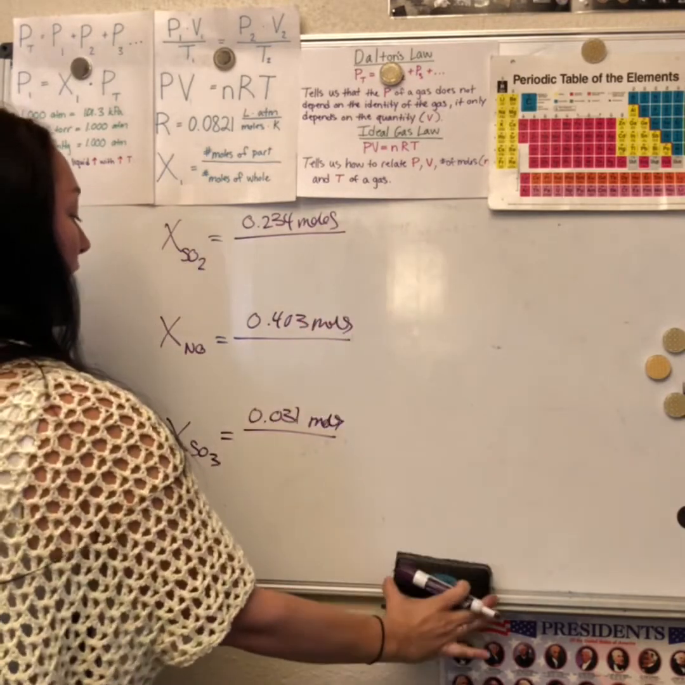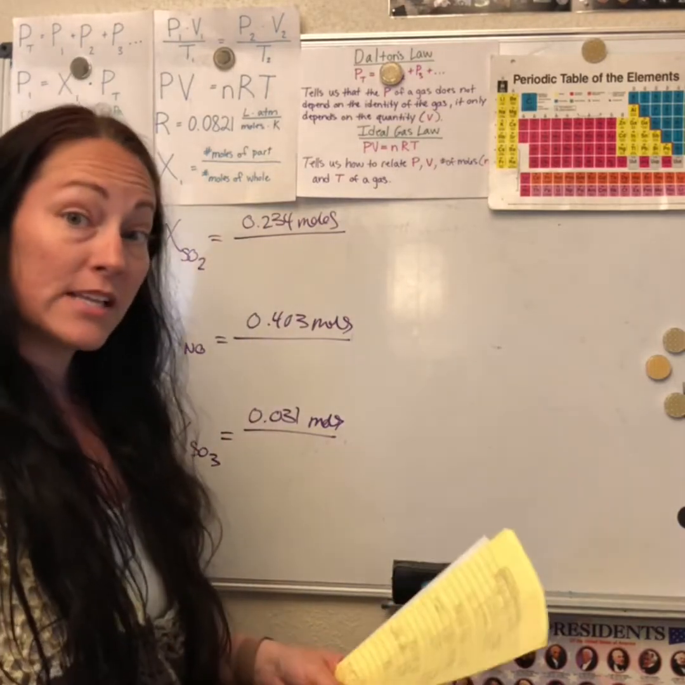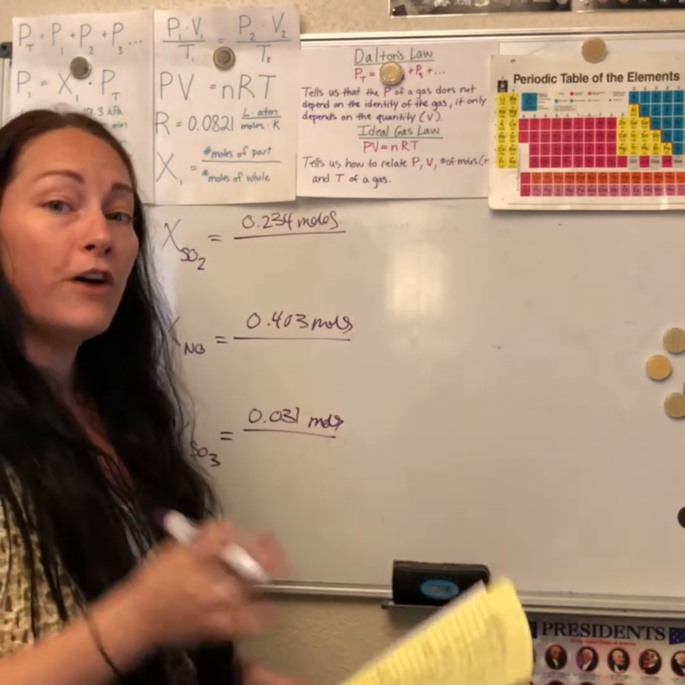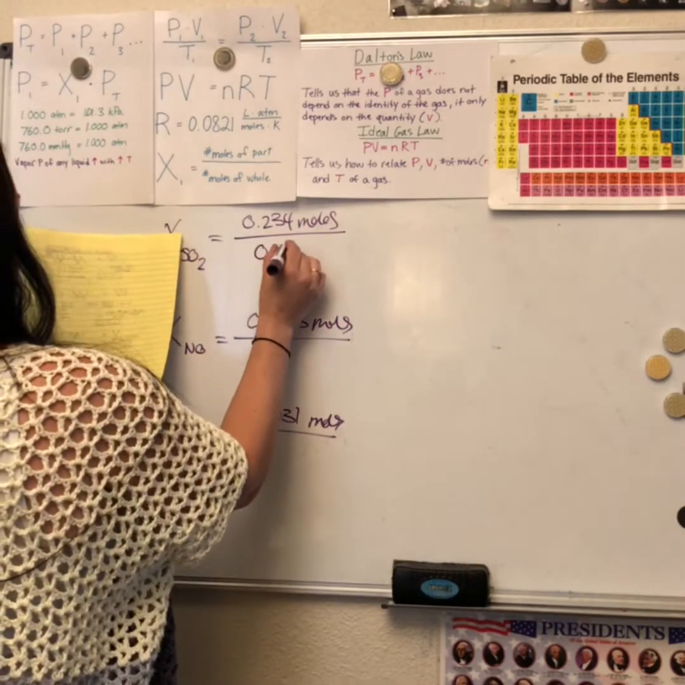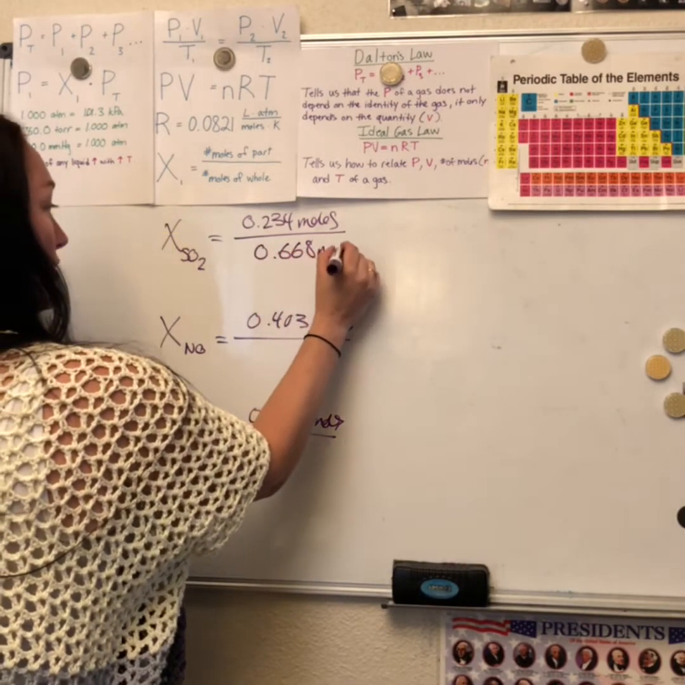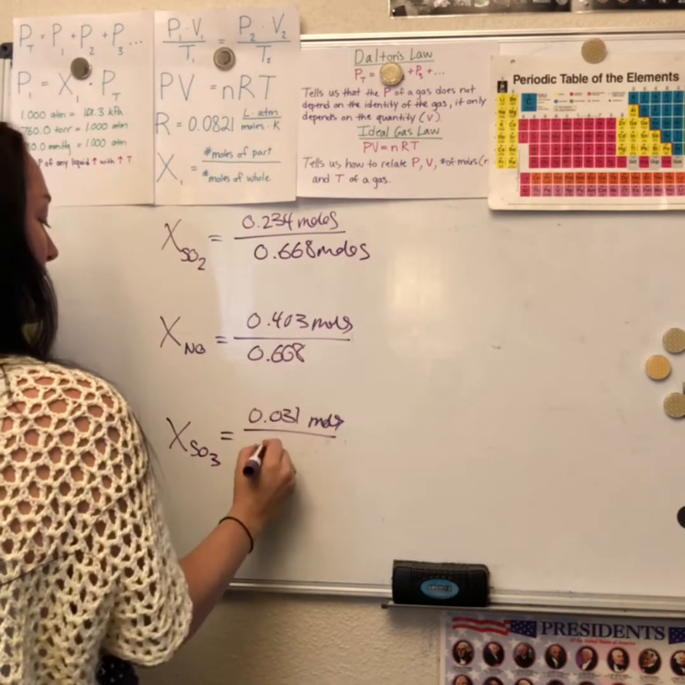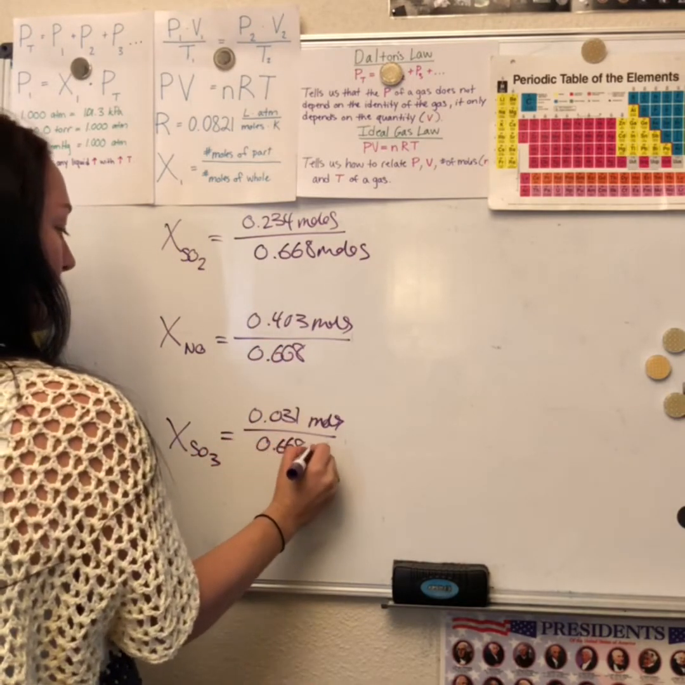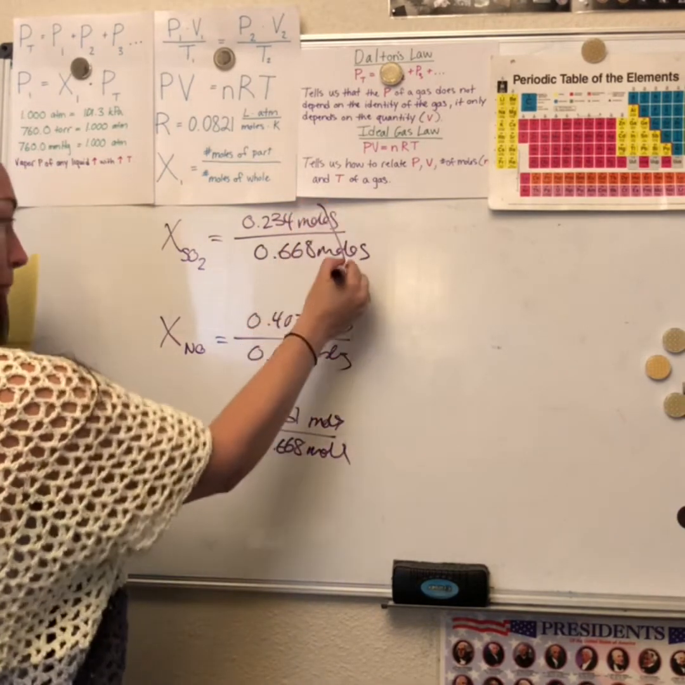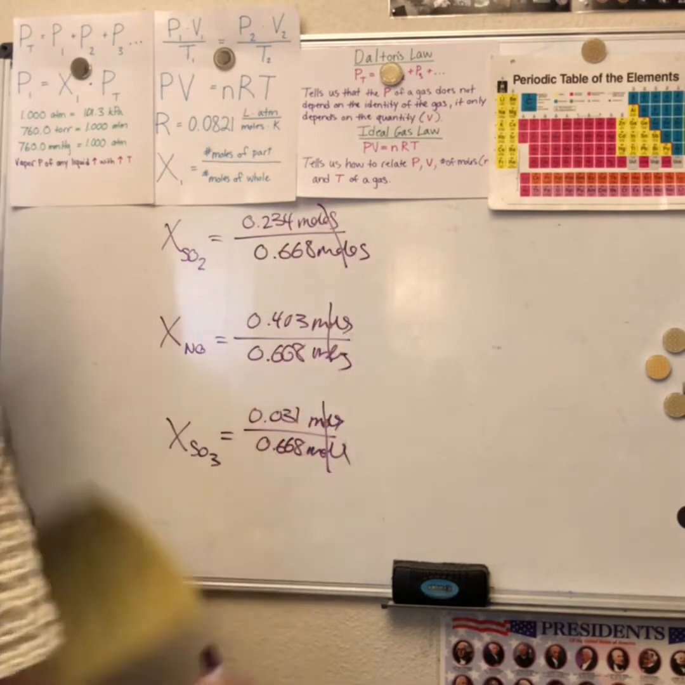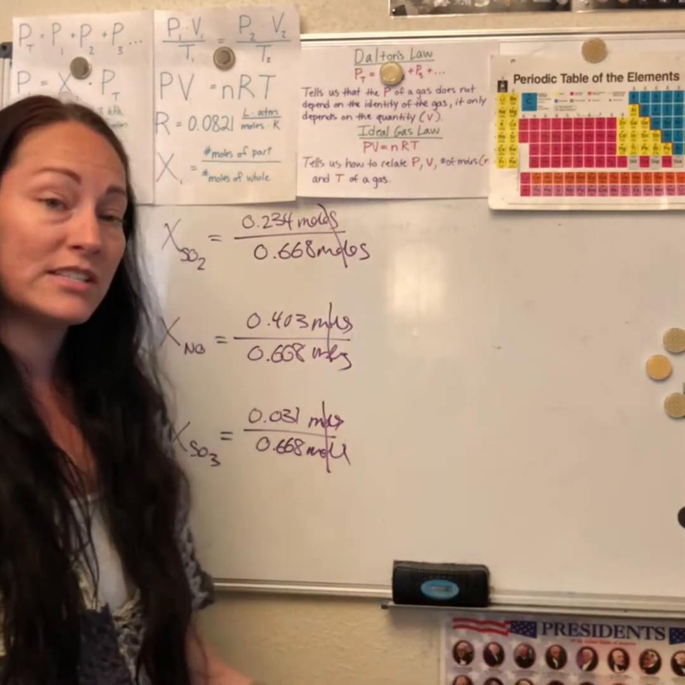Now, the last thing I do is I take this number and this number, and I add them because I want to know the total of all the moles, okay? And that is 0.668 moles. So I use this number for each one, 0.668. We're close. Now, moles cancel on each because we know the mole fraction is just simply a number. It doesn't have any units attached to it.